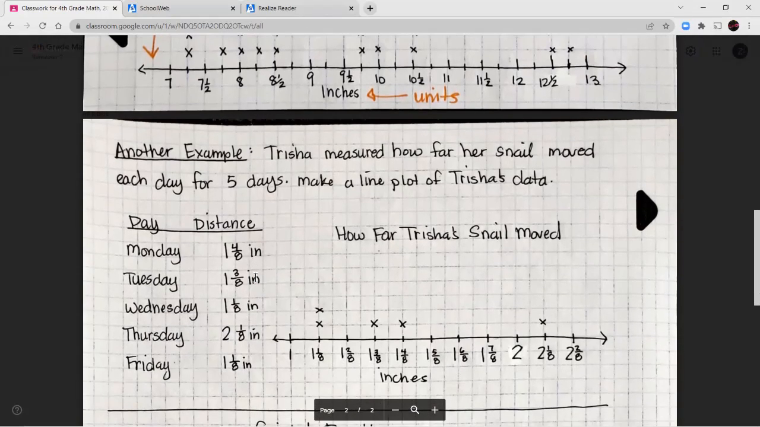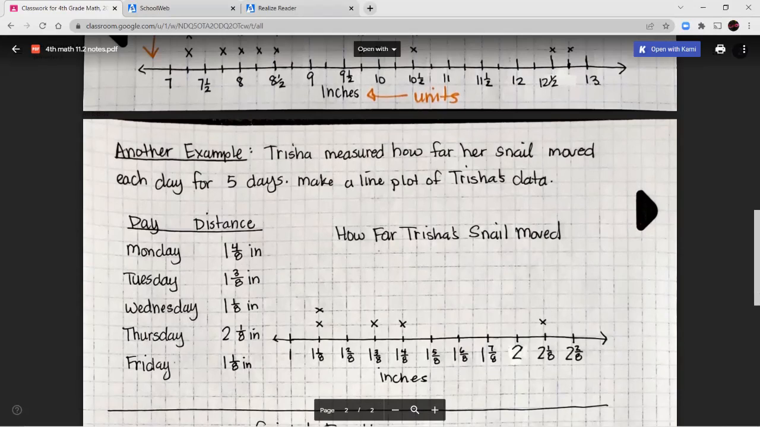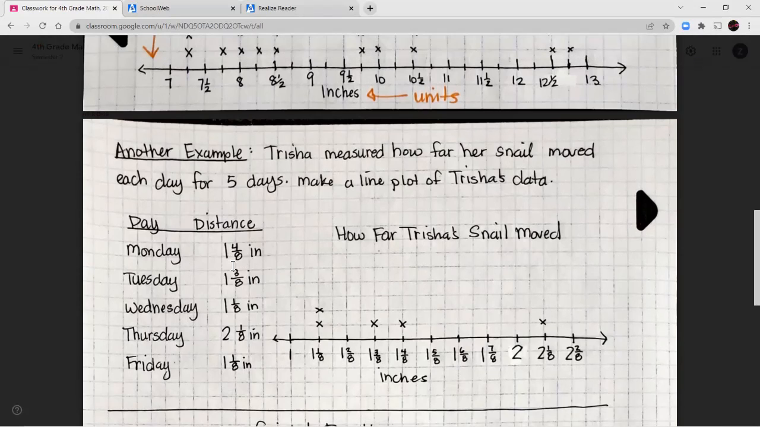Let's take a look at another example. It says Trisha measured how far her snail moved each day for 5 days. Make a line plot of Trisha's data. So over here on the left, we can see the day of the week and then the distance that it traveled. So on Monday, it traveled 1 4/8 inches.